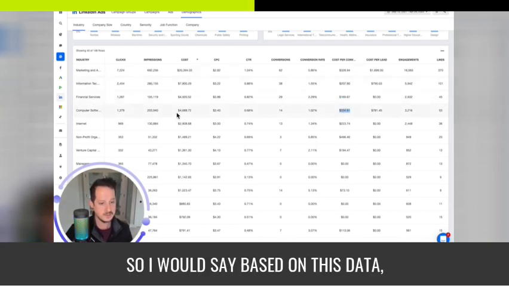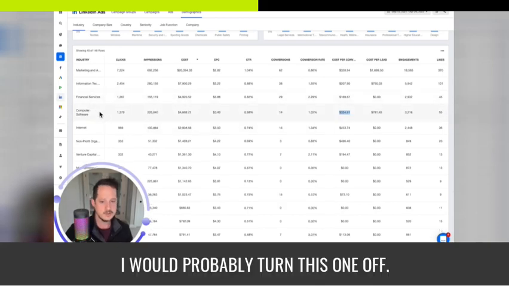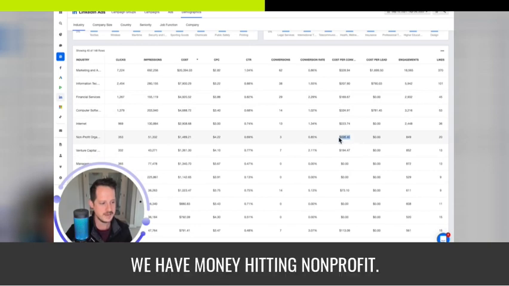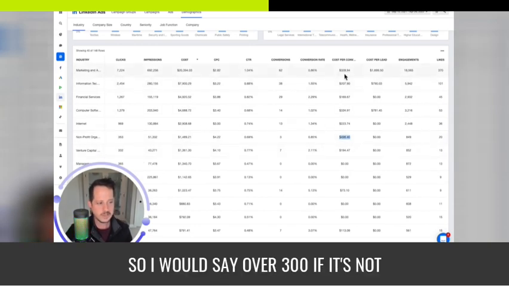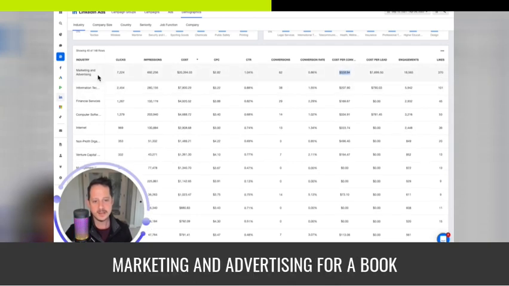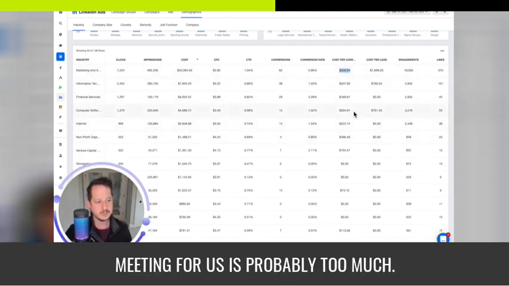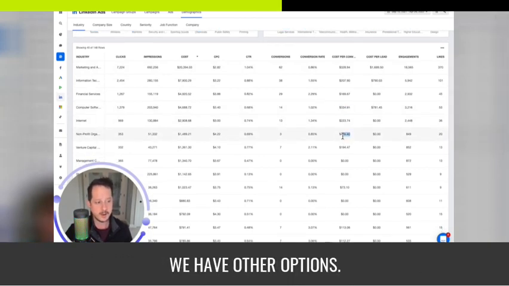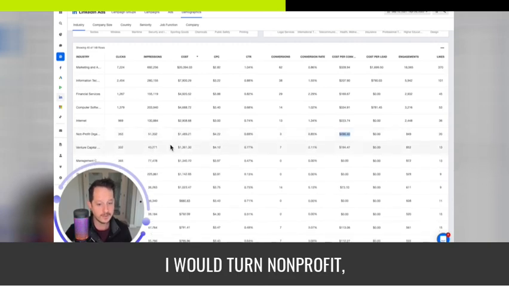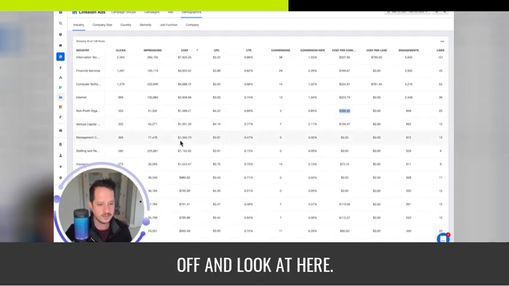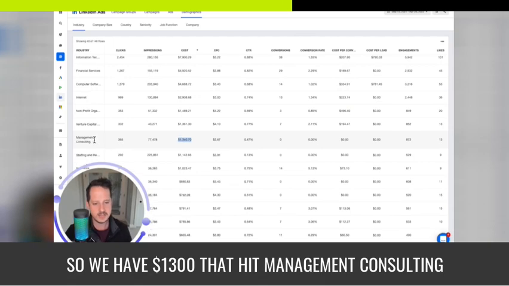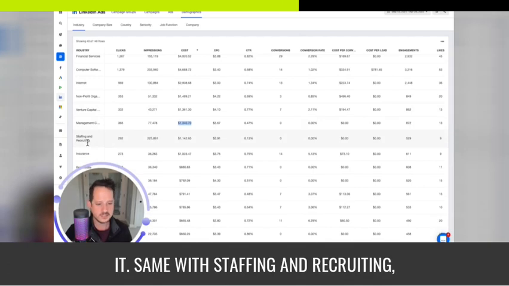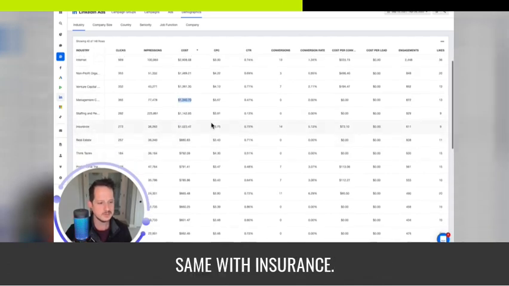So I would say based on this data, I would probably turn this one off. We have money hitting nonprofit. So I would say over $300, if it's not marketing and advertising, for a booked meeting for us is probably a little too much. So this is cutting it pretty close. I would probably turn this one off because we have other options. I would turn nonprofit off. And then look at here. So we have $1,300 that hit management consulting group and have not ever had a lead from it. Same with staffing and recruiting, same with insurance.